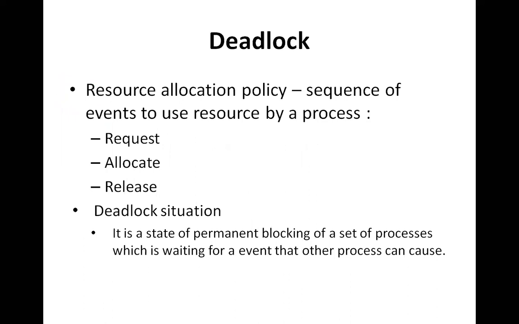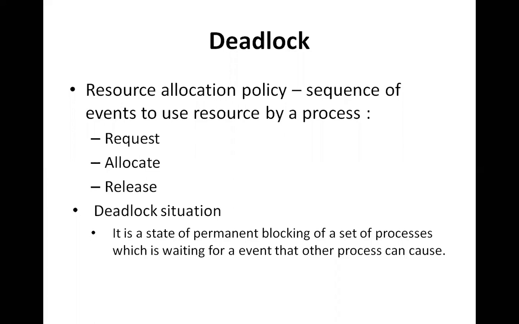So what are the things which the processes have to follow? The first rule is the request. So what is the request? The process, first of all, makes a request for the resources, whatever it wants. If the requested resource is not available, because it is being used by another process, the requesting process is put into the wait state until the requested resource is allocated to it by the system.